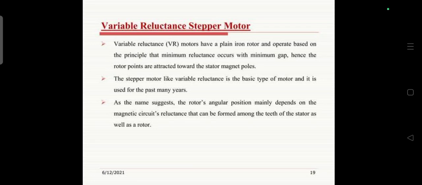The stepper motor, like variable reluctance, is the basic type of motor and it has been used for many years. As the name suggests, the rotor angular position mainly depends on the magnetic circuit's reluctance that can be formed among the teeth of the stator as well as the rotor.